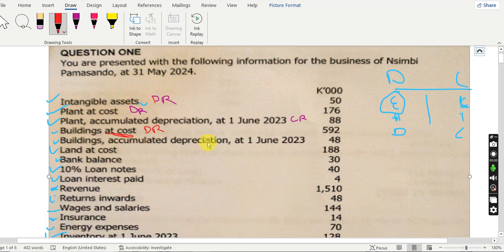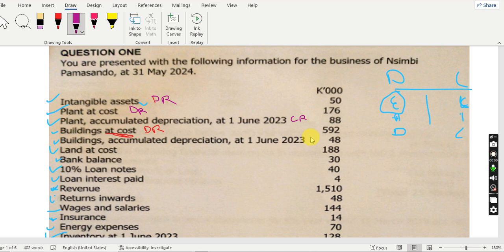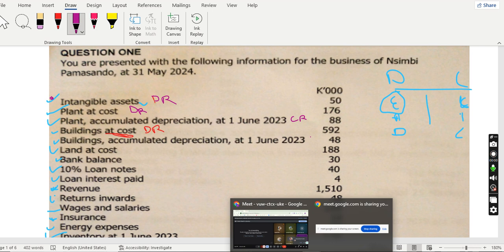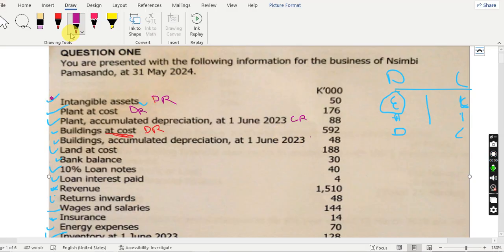Okay, buildings accumulated depreciation. Where is this one going? Let's see who hasn't answered. Mr. Sunday. Okay, Madam Agnes, where does this one go? On the credit side. Credit side is correct.